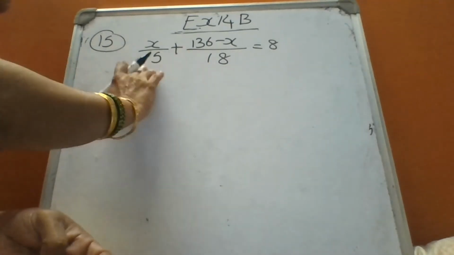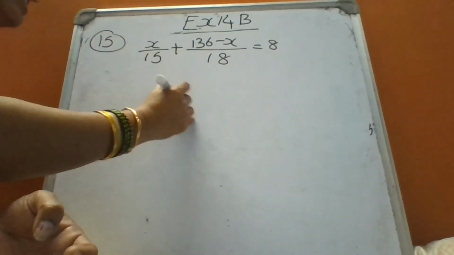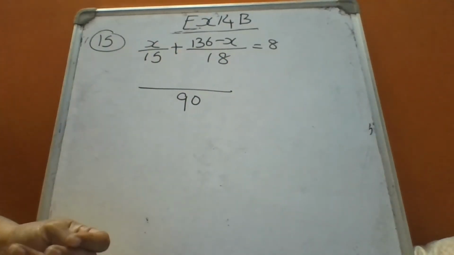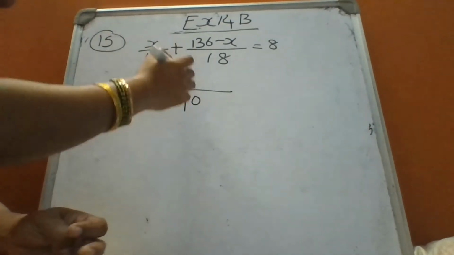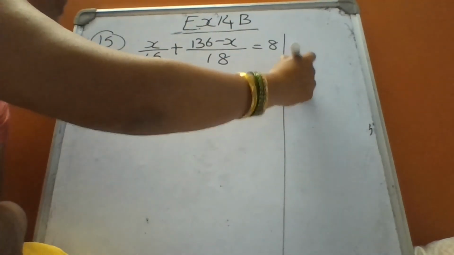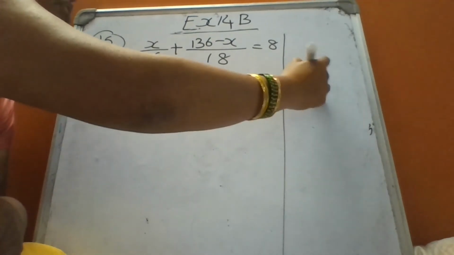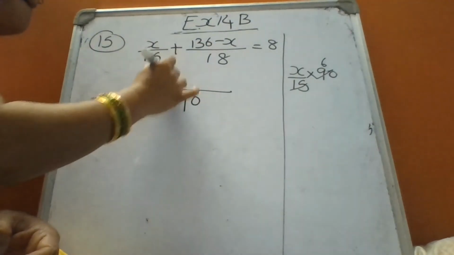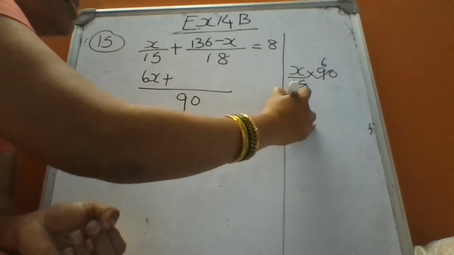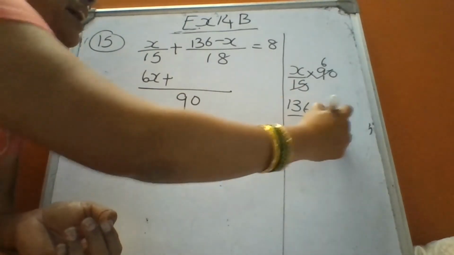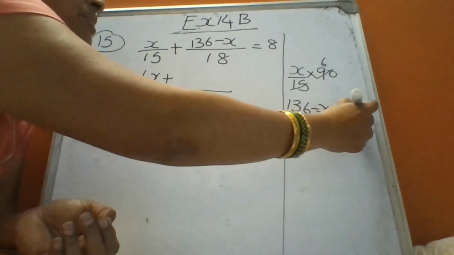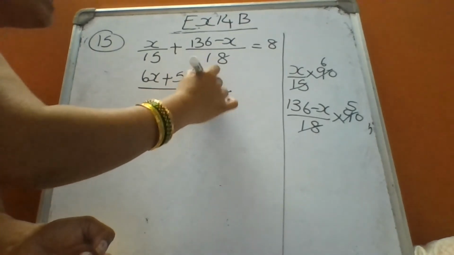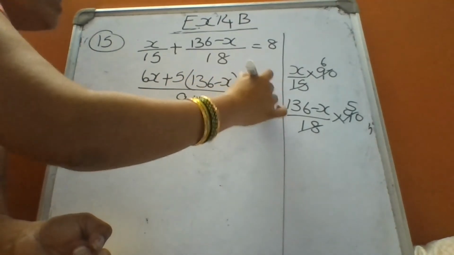First, we will take the LCM of 15 and 18, that is 90. So then it will be, now you know how to do this, finding the equivalent fraction and all, x by 15 into 90. So 15 goes 6 times, so this will be 6x plus (136 minus x) by 18 into 90. So, this will be 5 into (136 minus x) is equal to 8.